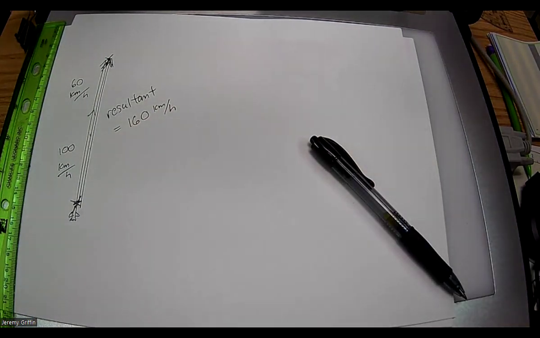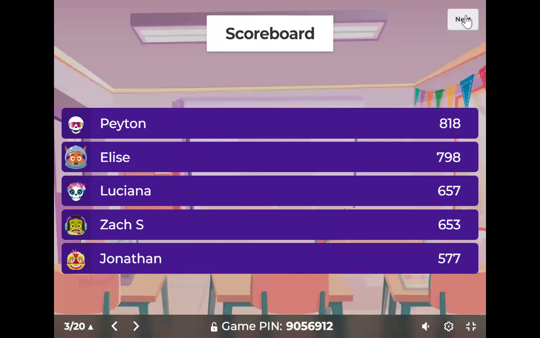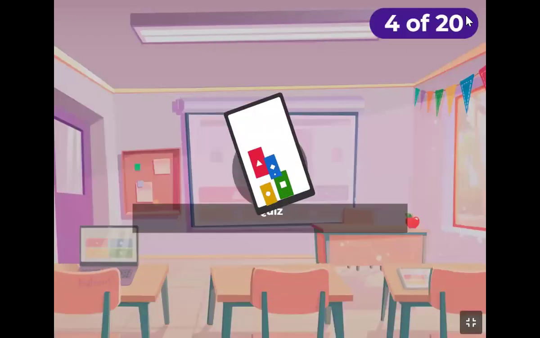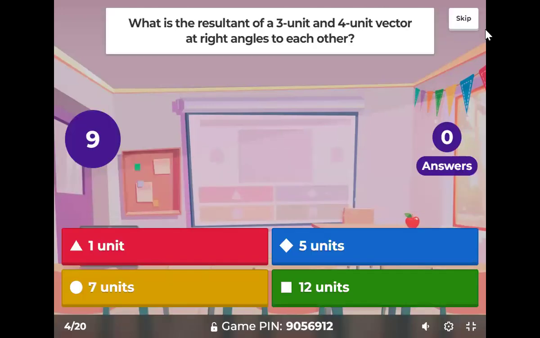All right, that's in one dimension, but I wonder if there's a two-dimensional version of that coming up later. Stay tuned. What is the resultant of a 3-unit and a 4-unit vector at right angles to each other? Right angles.